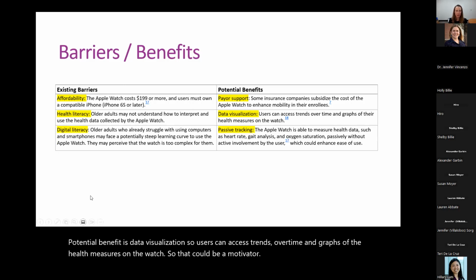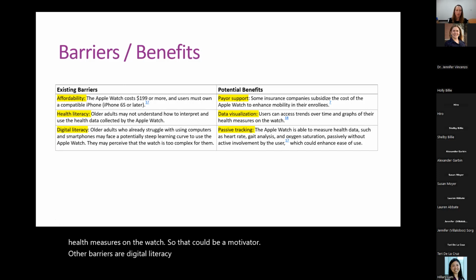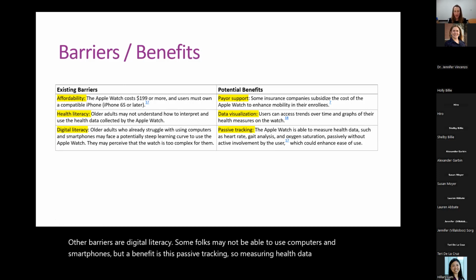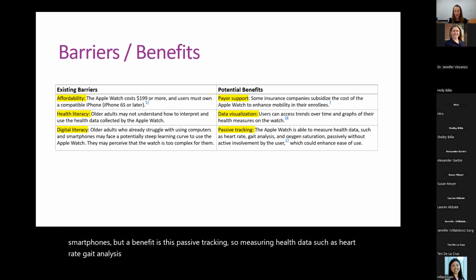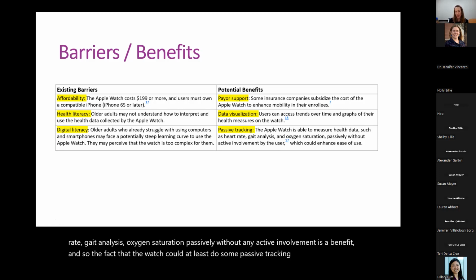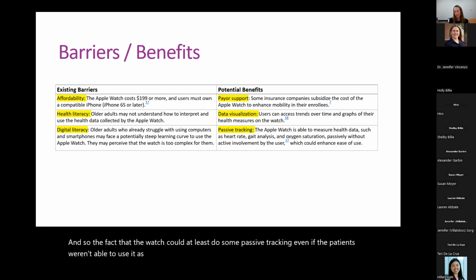Other barriers are digital literacy. Some folks may not be able to use computers and smartphones, but a benefit is this passive tracking. So measuring health data such as heart rate, gait analysis, oxygen saturation, passively without any active involvement is a benefit. And so the fact that the watch could at least do some passive tracking, even if the patients weren't able to use it, as long as they could charge it and apply it to their wrist, was a benefit.